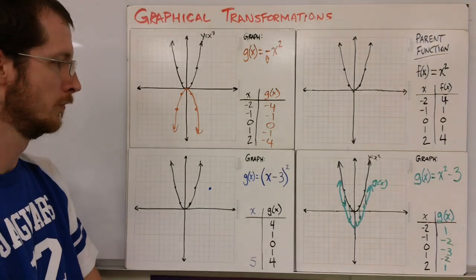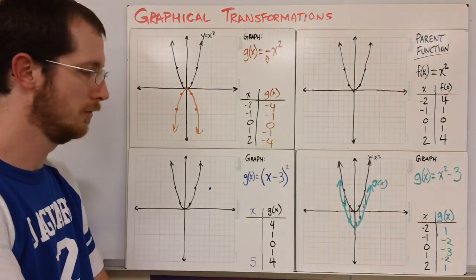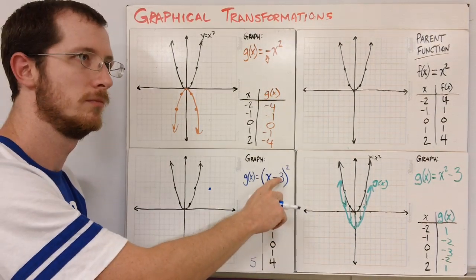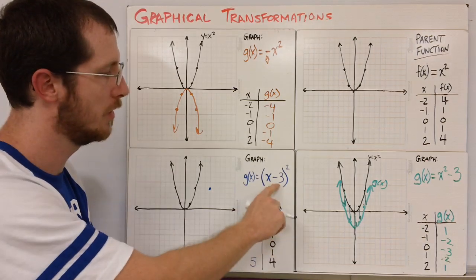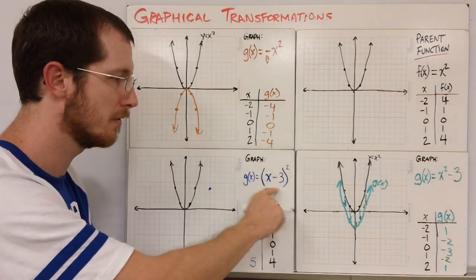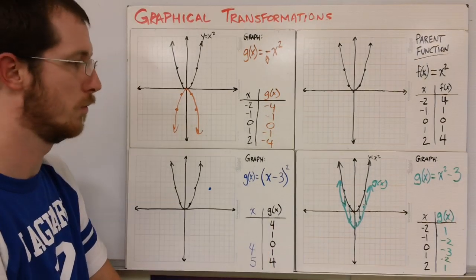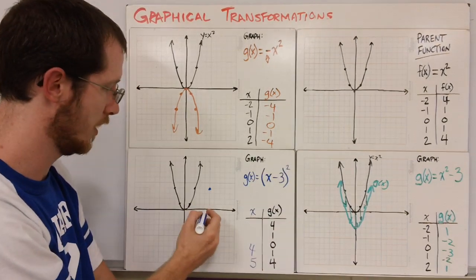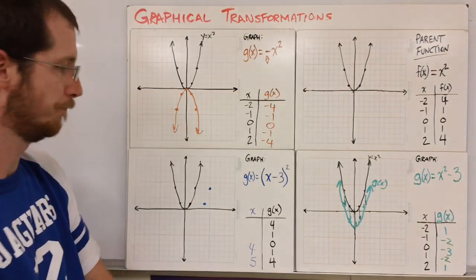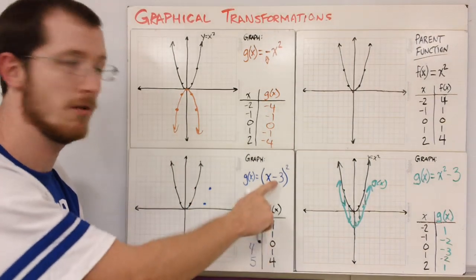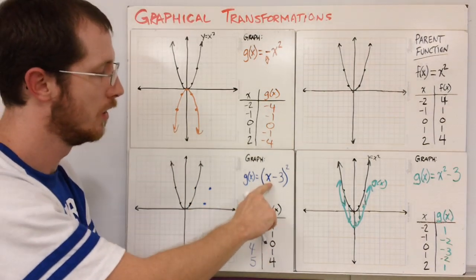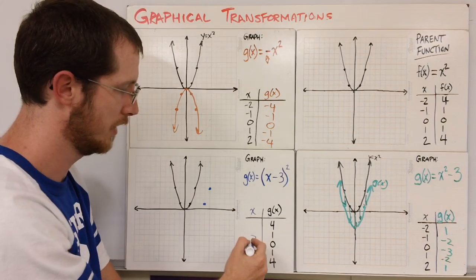Okay, so I've got a point at 5, 4. If I want 1, then I want some number squared to give me 1. So I want this to be 1. What number minus 3 will give me 1? 4 minus 3 is 1. 1 squared is 1. So I've got a point at 4, 1. If I want 0, I want to square 0. So 3 minus 3 is going to give me 0.